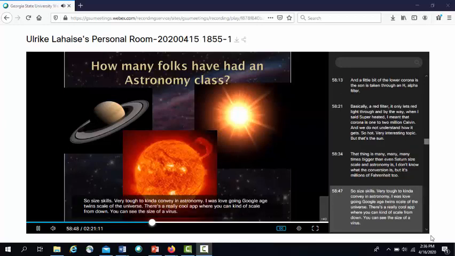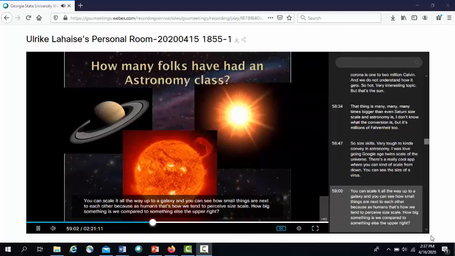So size scale is very tough to convey in astronomy. I always love going, if you Google H-twins, scale of the universe, there's a really cool app where you can scale from down, you can see the size of a virus. You can scale it all the way up to a galaxy. And you can see how small things are next to each other, because as humans, that's how we tend to perceive size scale, how big something is. We compare it to something else.